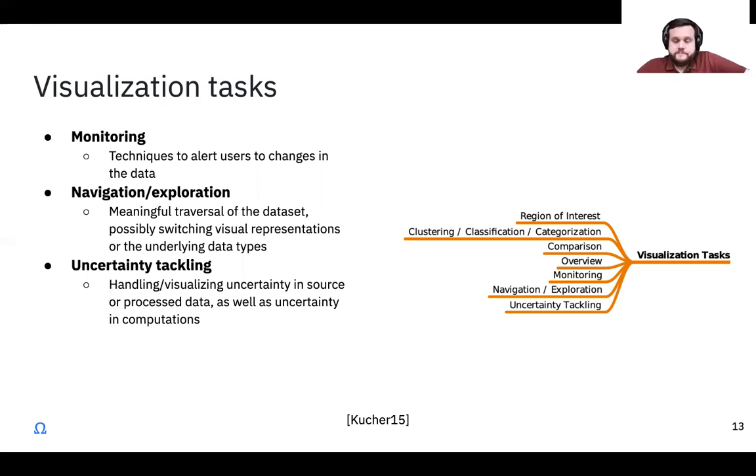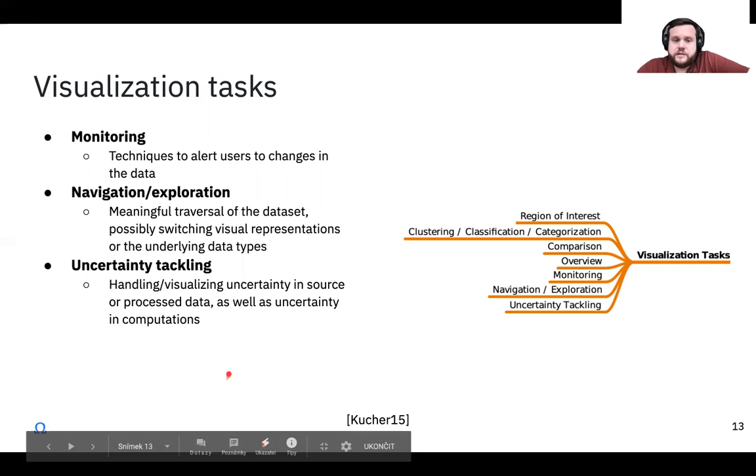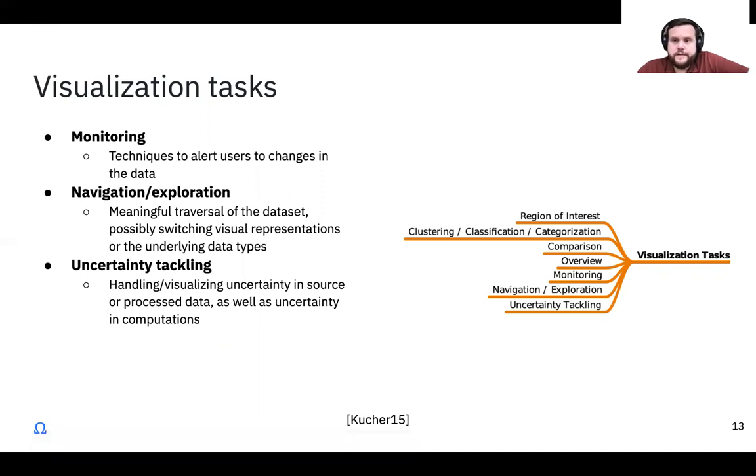And finally, we have the uncertainty tackling, which means handling or visualizing uncertainty in source or process data, as well as uncertainty in computation. So text is open to interpretation, right? So uncertainty tackling is one of the constituent disciplines, unsurprisingly.